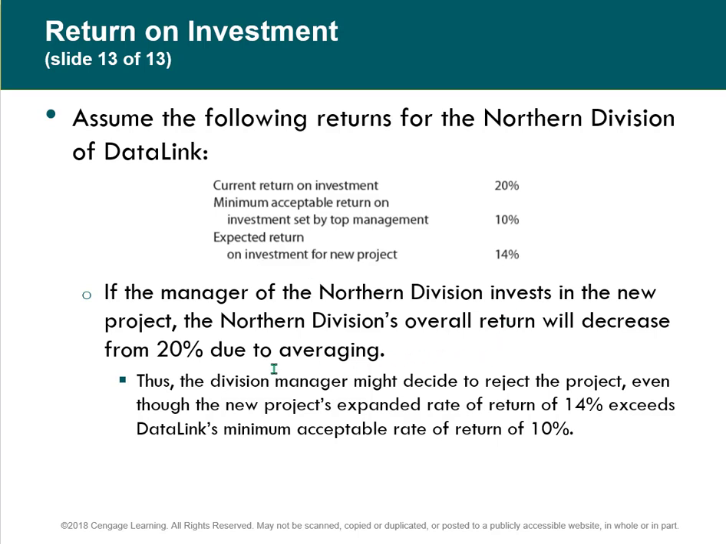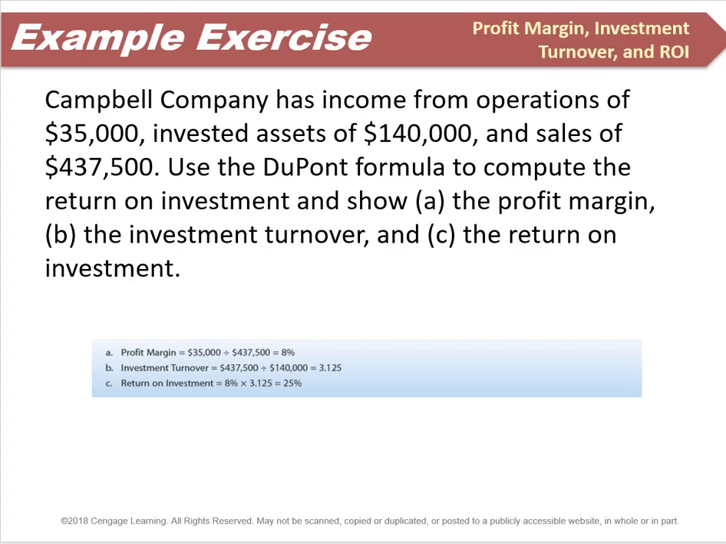Okay. So if the Northern Division has this other project, he's going to reject a project even though it meets the 14% criteria and the 10% criteria, because it's lower than his 20%. Okay, so we've got to do things to make sure that doesn't happen. And here's an example. Campbell Company has income from operations of 35, invested assets of 140, sales of 437.